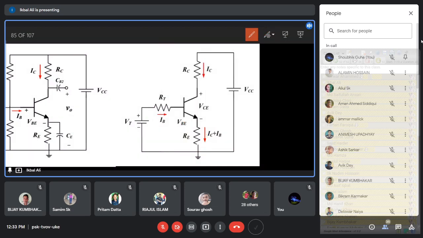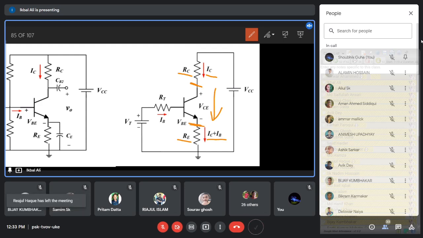So this IC plus IB is the total current that is flowing through the resistance RE. And through the RC resistance, the collector current IC is flowing. That collector current also flows between the collector and emitter points of the transistor, so a voltage drop will appear across the collector and the emitter.